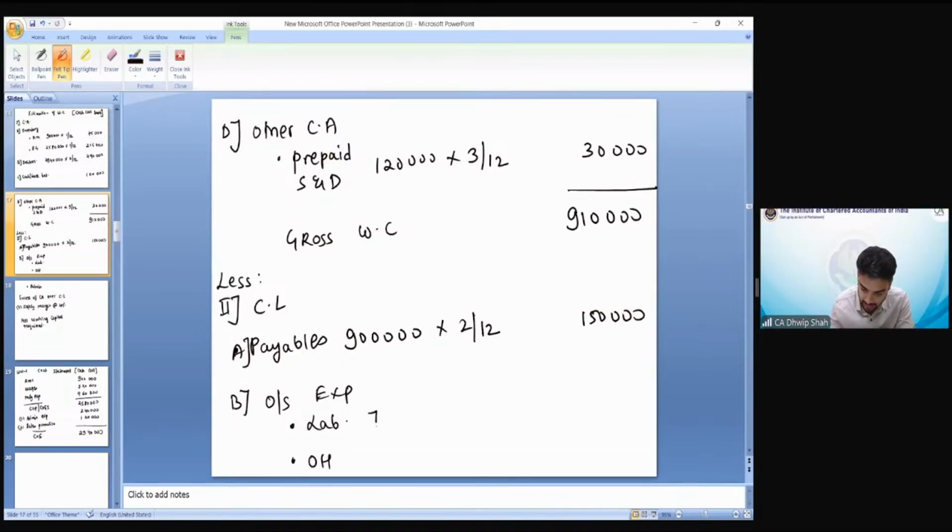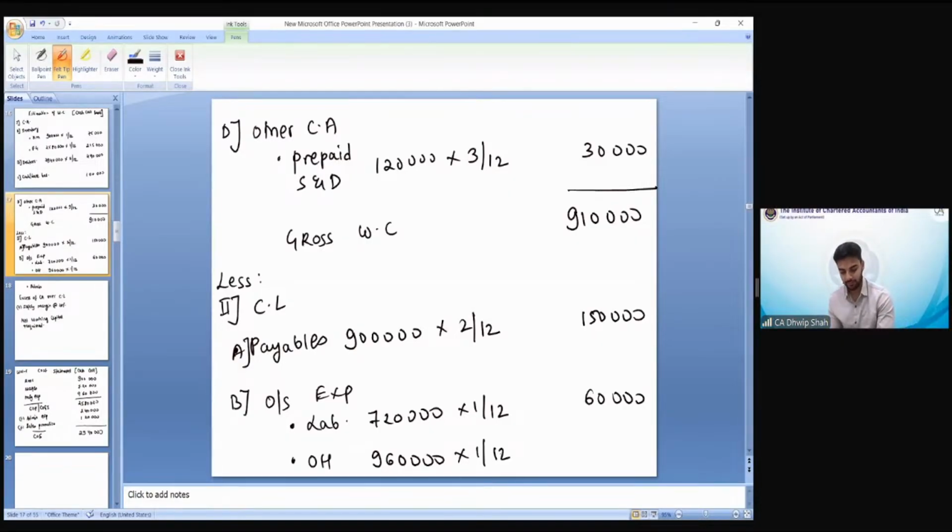Labor is 7,20,000 and it is outstanding for 1 month. So into 1/12, 60,000. Overheads is 9,60,000. They are also outstanding for 1 month. They are in arrears for 1 month. 80,000.